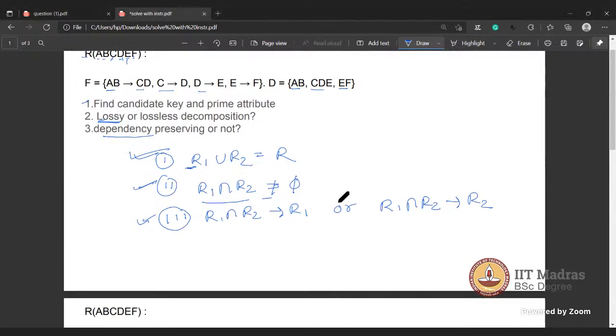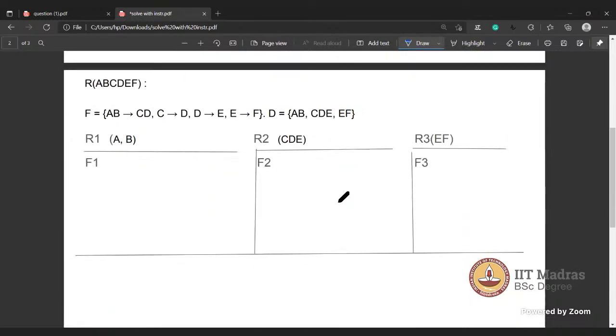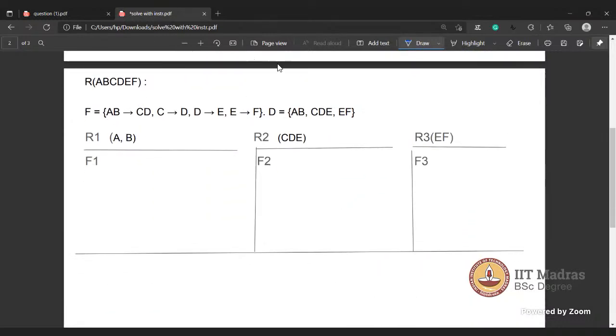Okay, can we move further? Then we have to check whether it is dependency preserving or not. The attributes are A, B, C, D, E, F, and the decomposition is A, B, C, D, E, and E, F. The functional dependencies are A, B determine C, D; C determines D; D determines E; and E determines F.